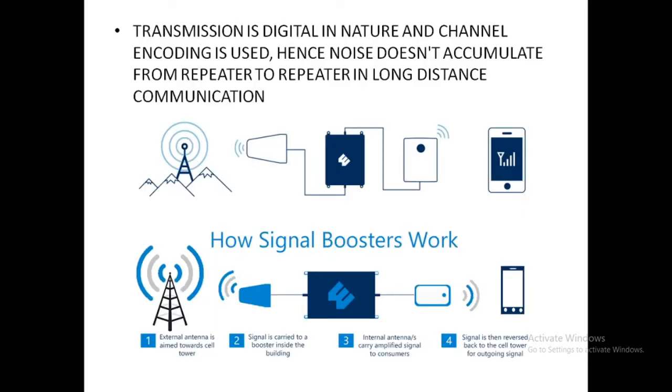The next advantage is that transmission is digital in nature, as we know. So channel encoding is used. Hence, noise doesn't accumulate from repeater to repeater over long distances. We are using repeaters to regenerate the original signal in the communication channel, so that the signal reaches the receiver exactly as it was transmitted.